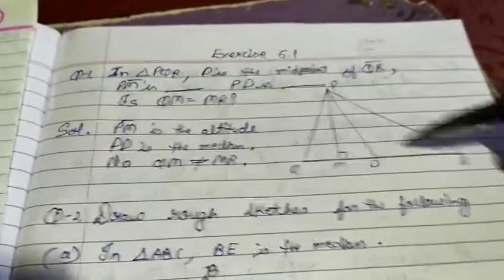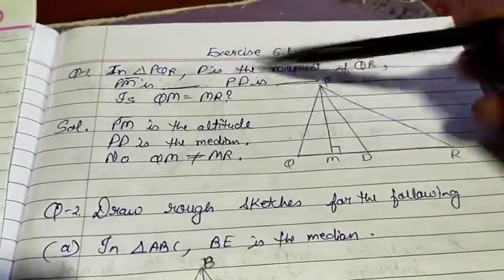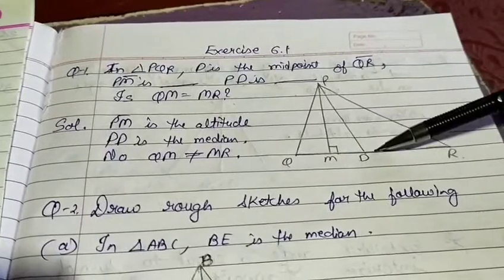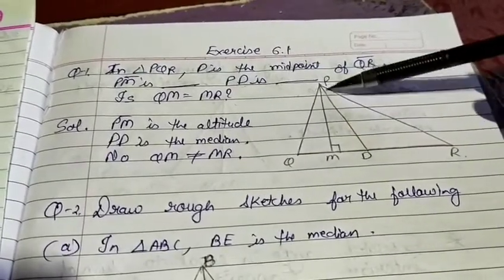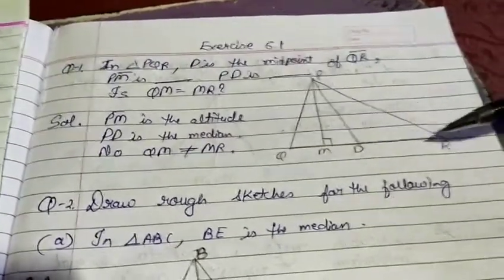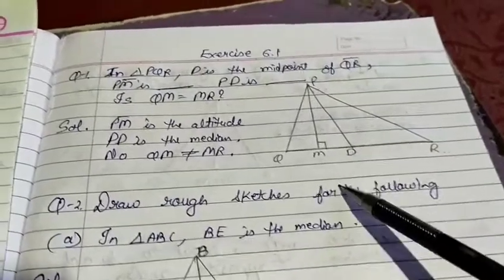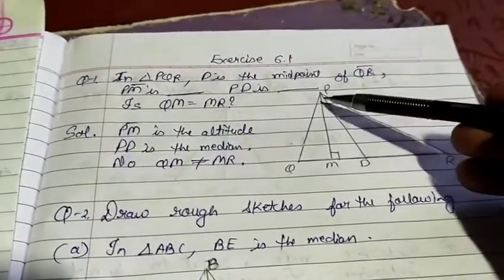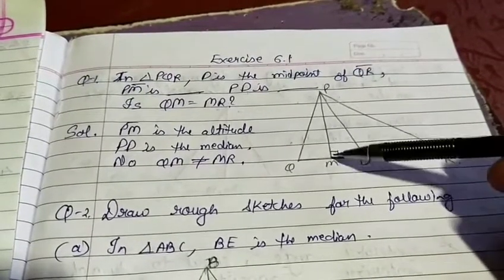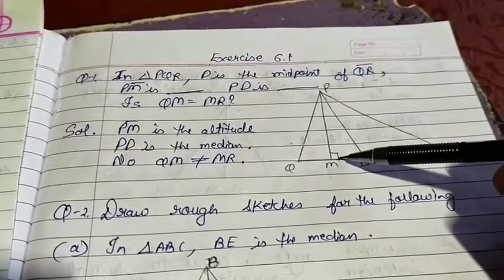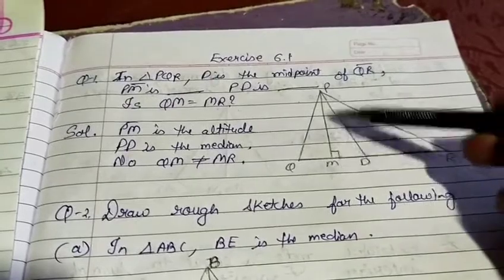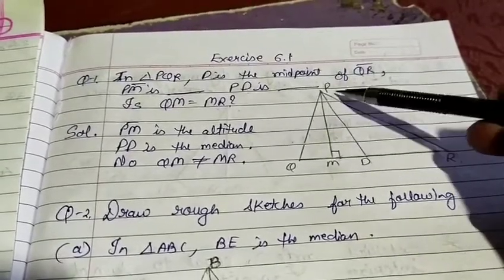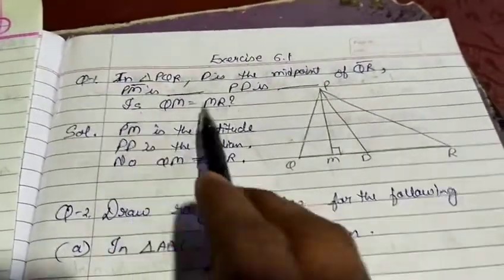Now we have to give the answer if D is the midpoint of QR. See, this line segment from the vertex to the midpoint of QR is a median. So what about PM? If this line segment falls straight and there is a symbol of right angle, we can consider this as an altitude. So write down solution, PM is altitude.